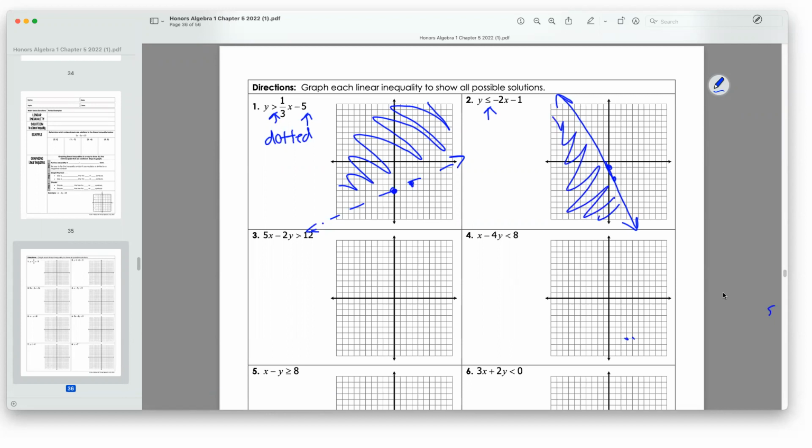solution region. So what I would like you to do, please, is finish the practice problems on these pages to make sure you understand how to graph inequalities before you try the IXLs.